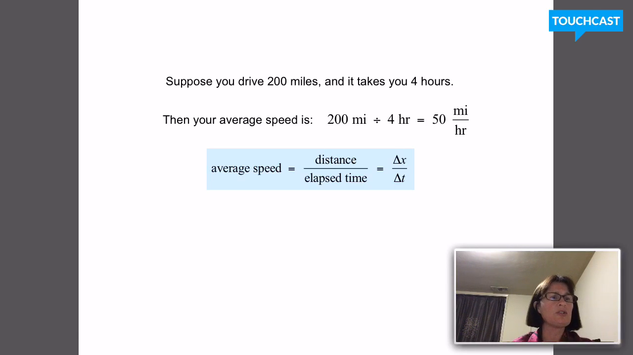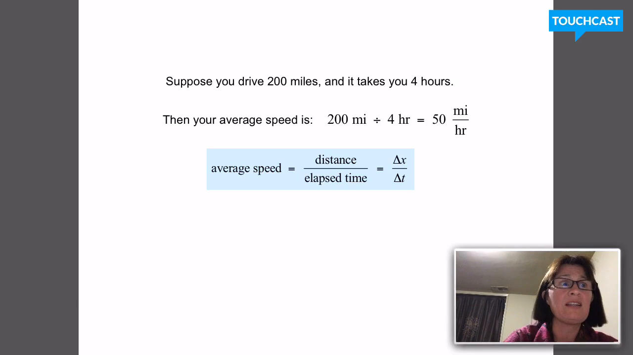You can write it in with words, you can write it in with the symbols. Notice here I've used delta x to stand for change in distance and delta t to stand for change in time. You'll notice that we will use lots of different variables in calculus, so I don't want you to get too attached to using those specific letters. But in general, change in distance divided by change in time to find average speed.